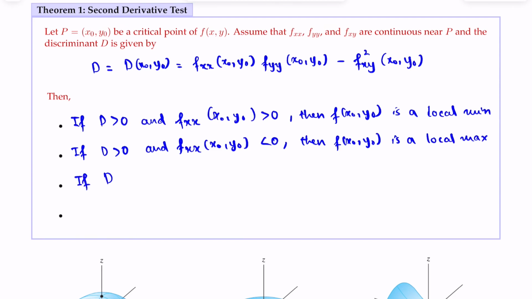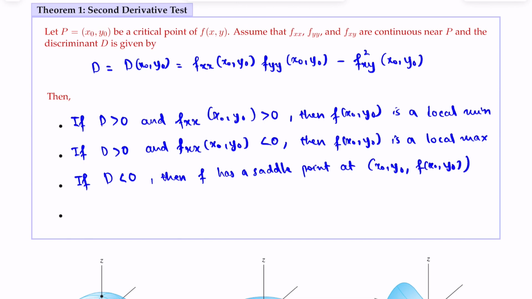If the discriminant is less than 0, then you can automatically conclude that the function f has a saddle point at (x0, y0, f of x0, y0). And if D is equal to 0, then the test is inconclusive. You may want to look into a different approach to locate local maximum and local minimum.